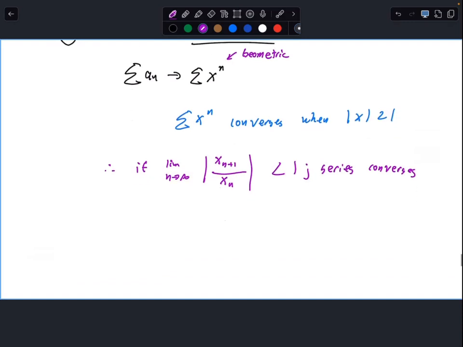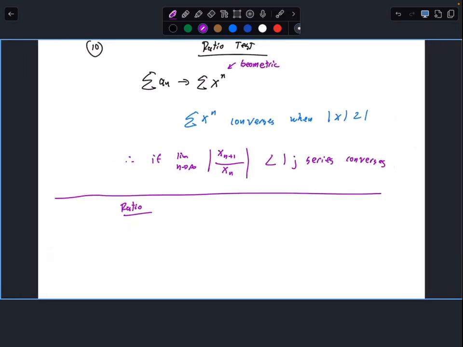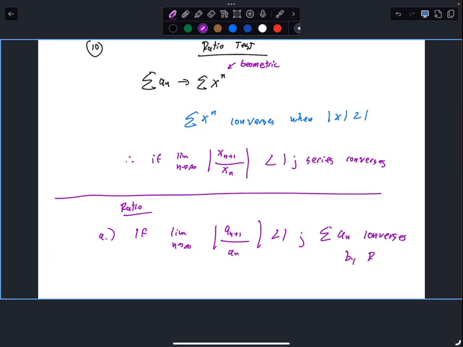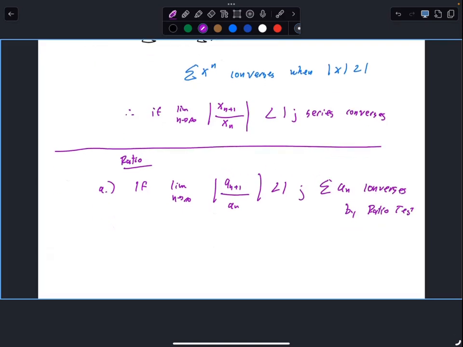So therefore, and I'll finish off this part right here, the ratio test states the following 3 things, which is basically what we just did with the root test. A, if the limit as n approaches infinity of the absolute value of a sub n plus 1 over a sub n is less than 1, then the series of a sub n converges, as we just showed. Again, this is by ratio test. The math here is a little bit trickier to do. You'll see that in practice tomorrow.